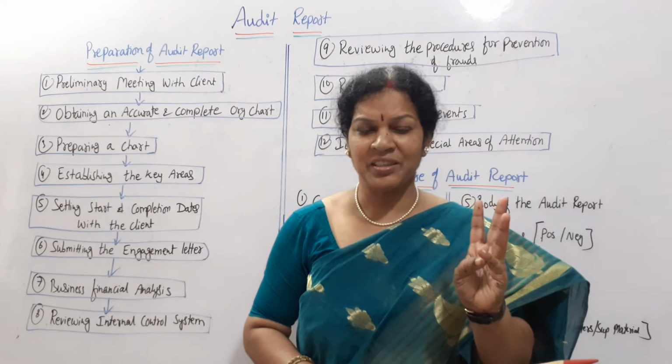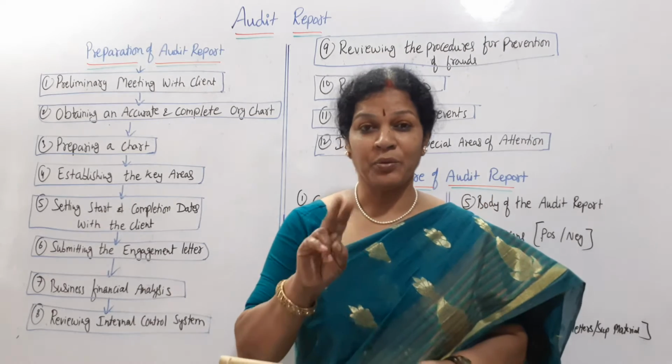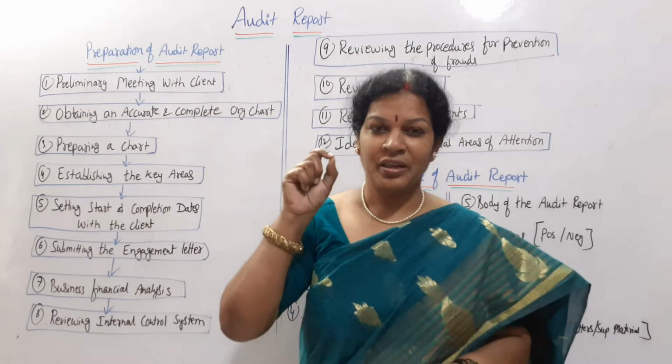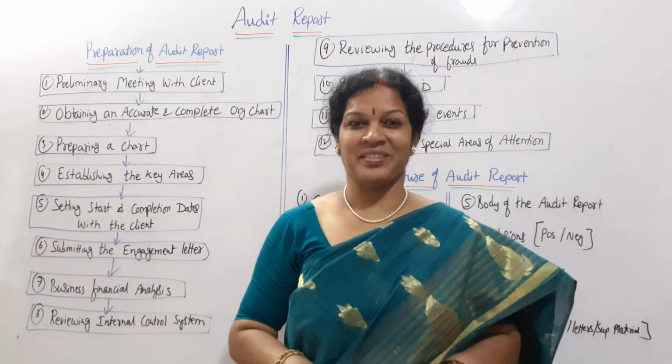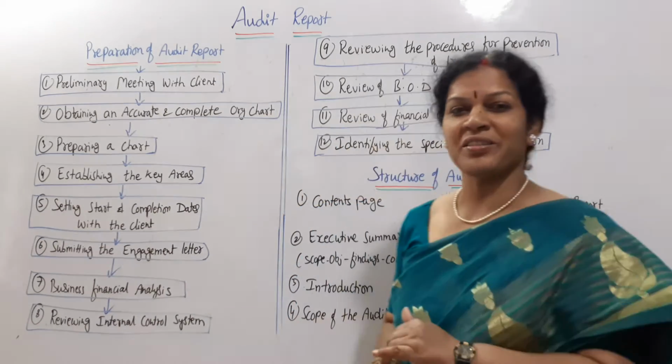Audit committee, which I taught you last class, and audit report. These two are important. Out of these two, you can expect one question with 95 to 100% certainty. Of two questions, one question is definite. So don't miss it. Now let's focus on the topic.